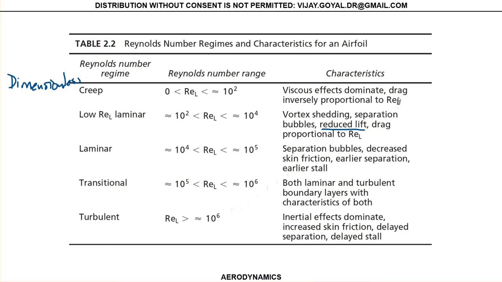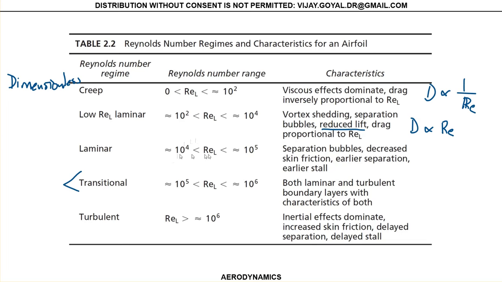You see, this is very, very important. And then here, drag basically in this region becomes inversely proportional to Re, whereas here drag becomes proportional to my Reynolds number. Now, this is the region that we typically want the aircraft to be flying, especially for high Reynolds numbers. Low Reynolds numbers, this is what's happening.